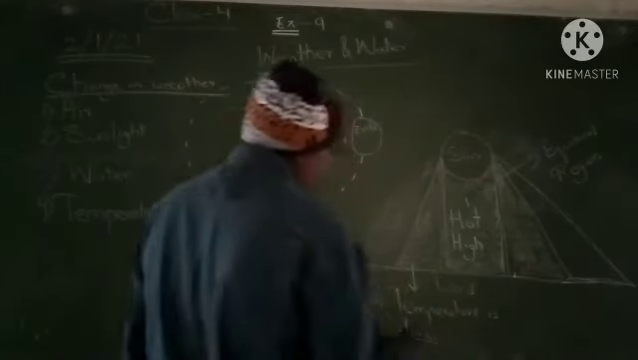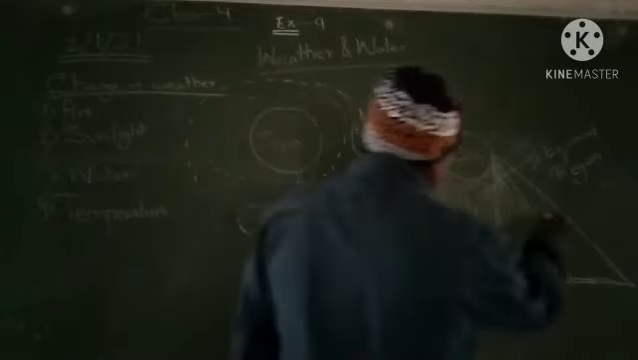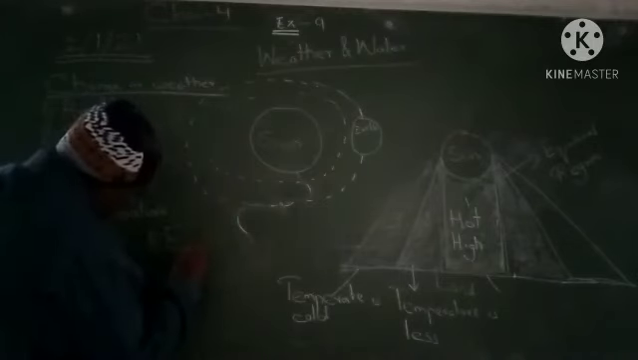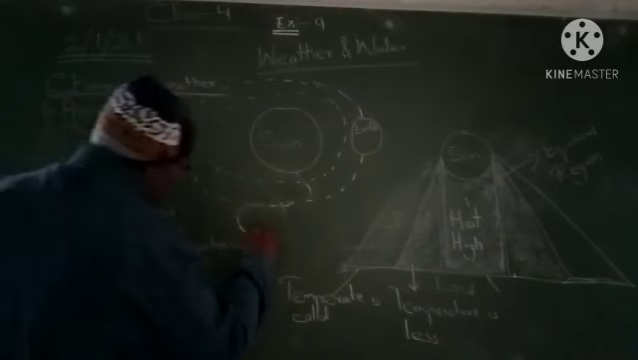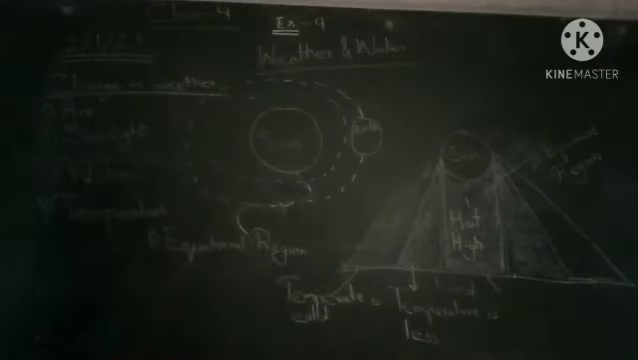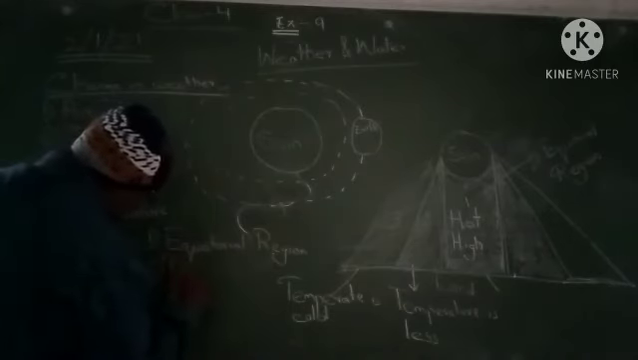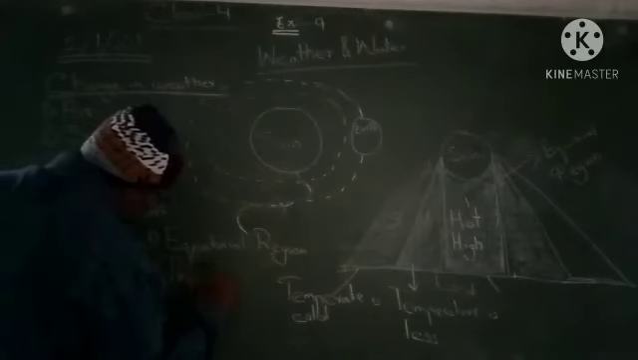Then comes the tropical region and the Arctic region. So I'm dividing this into three parts. I mark them as number one, number two, and number three. Number one is the equatorial region, where the sun rays fall directly. Then comes the tropical region, and lastly the Arctic region.